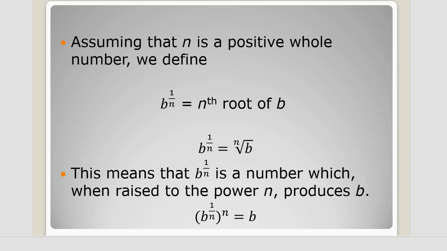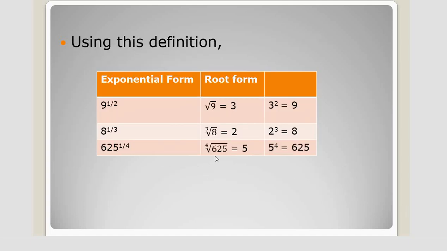We'll do a numerical example. Now 9 power half is square root of 9, which is equal to 3. See, this is the exponential form in the first column. Second column it is the root form. Now 3 square is 9. 3 into 3 is 9. 8 power 1 by 3. It has a name, cube root of 8. This 3 is written in the corner inside the root sign, and it is 2 because 2 power 3 is 8. 5 power 4 is 625.